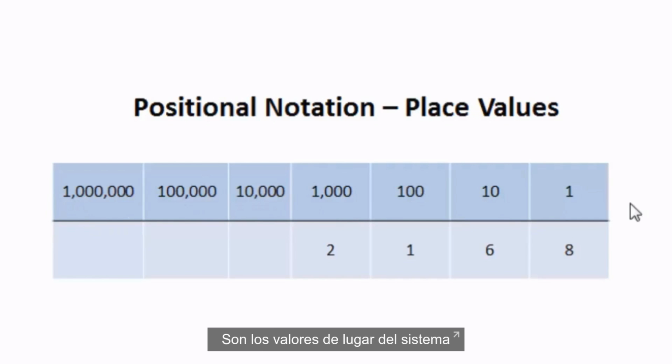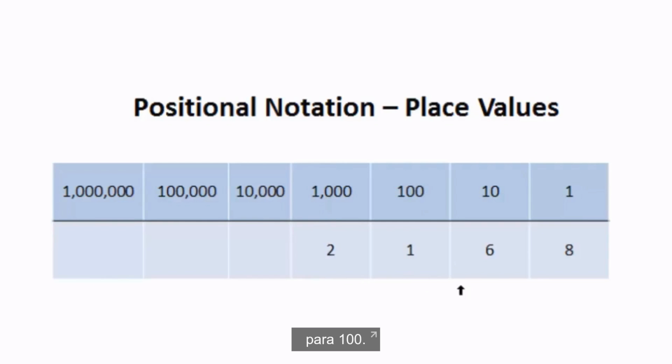These are the place values of the base 10 decimal number system. You can see that we have the number 2 in the 1,000s place, so we have 2 1,000s. We have a 1 in the hundreds place for 100. We have 6 in the tens place for 60. And we have 8 in the ones place for 8. So effectively, we have 2 1,000s, 1 100, 6 tens for 60, and 8 ones for 8.